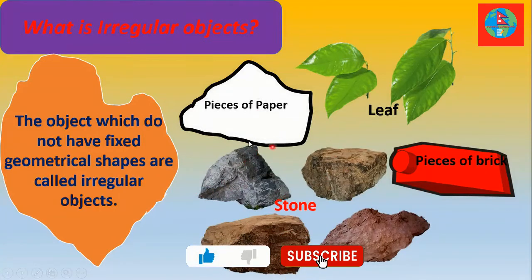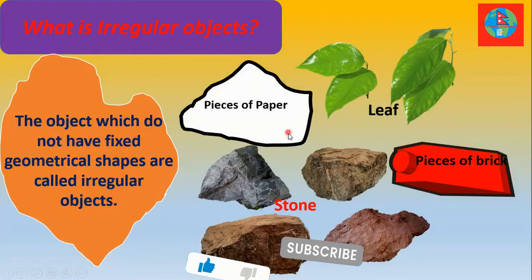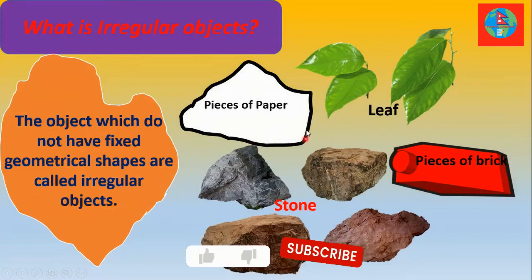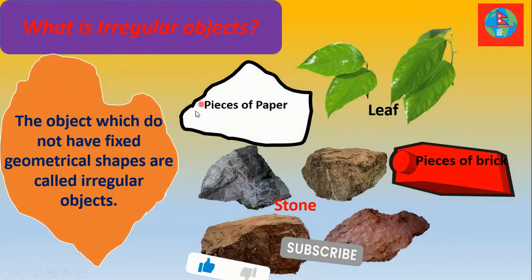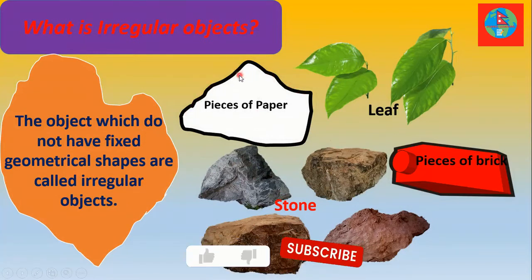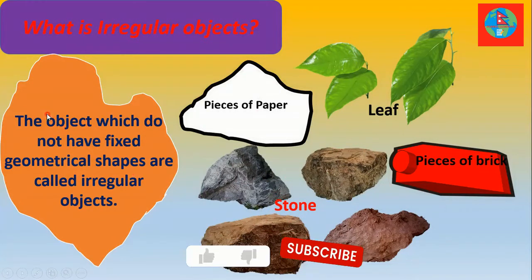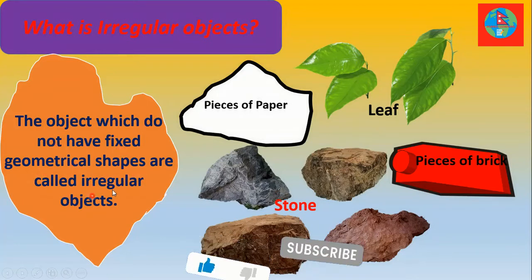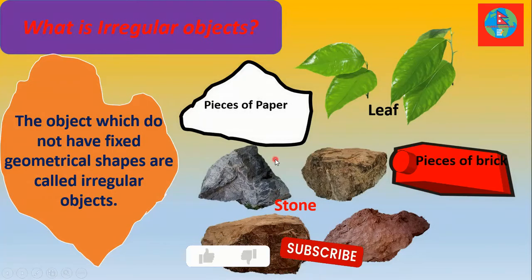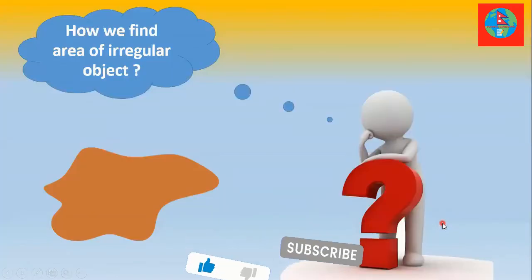There is no regular surface. There is a zigzag surface. That's why they are all irregular objects. The objects which do not have fixed geometrical shapes are called irregular objects. I hope you are understanding well.